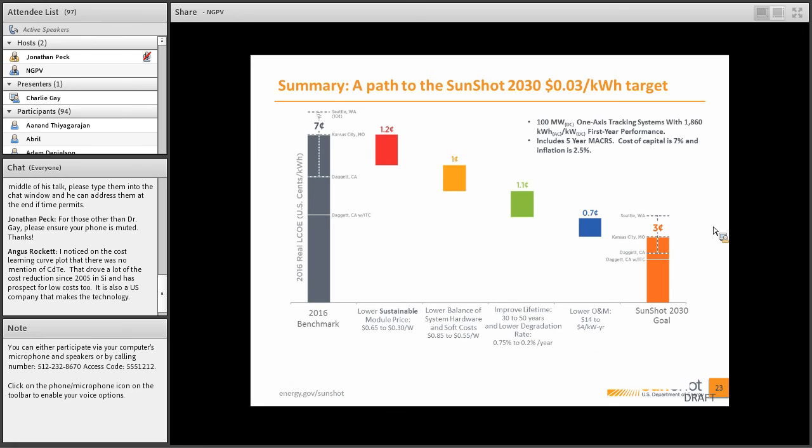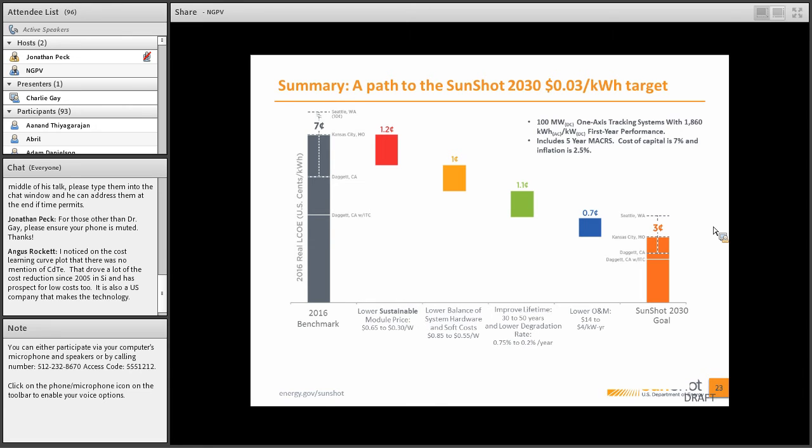This is a waterfall chart of what we do in SunShot today. The original SunShot was launched in 2011 with a goal of getting to 6 cents a kilowatt hour. We're at 7 cents now, so we're 90% of the way towards the goal that we had set for 2020. So when I arrived at DOE, we spent some time to update our targets to cut that in half again, to look at what we could do to get to 3 cents a kilowatt hour.